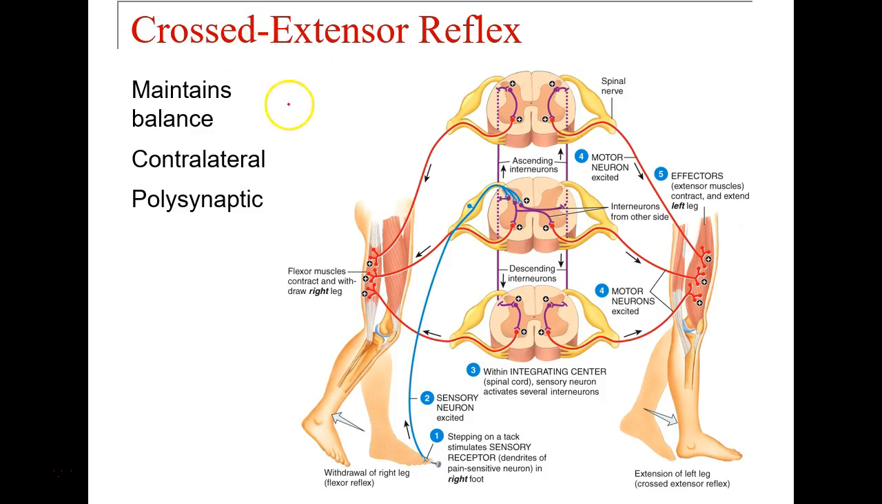Cross extensor reflex. So take that toe stub scenario. We will flex one leg, but at the same time, we have to extend the opposite leg to maintain balance. So cross extensor is for maintaining balance. One leg flexes, we have to stay upright to maintain homeostasis, so we extend the other leg.